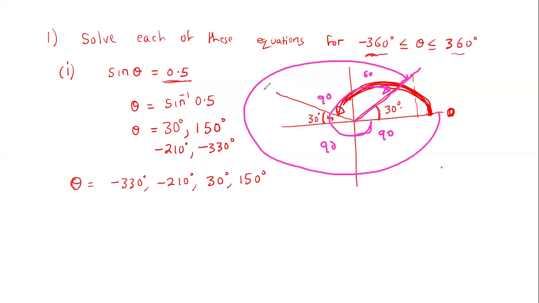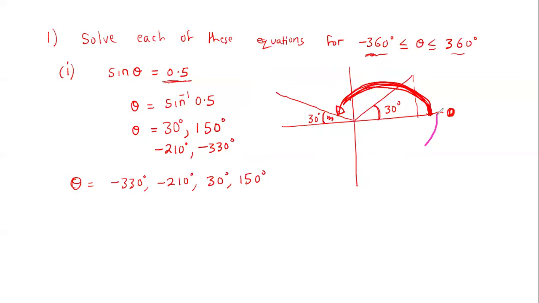I was inquiring how you got negative 210 once again. Now, for 210, I'm going to move from here, like this, up to where my line is. So this is 90, 90, and here there is 30. So 90 plus 90 plus 30 is what gives you the 210. But since we are moving in this direction, we put the negative. Thank you so much.